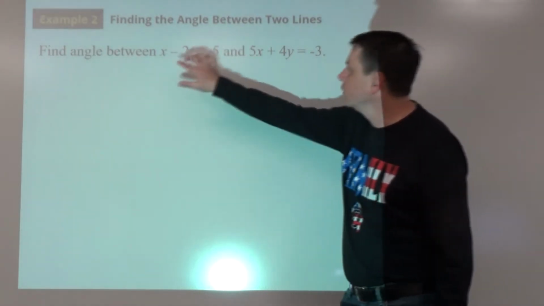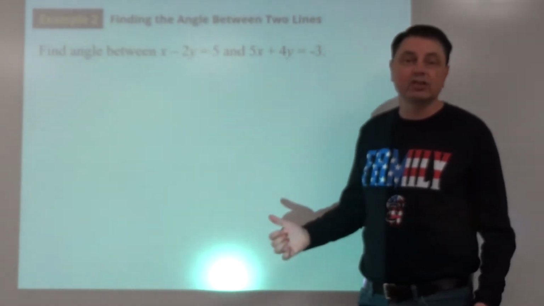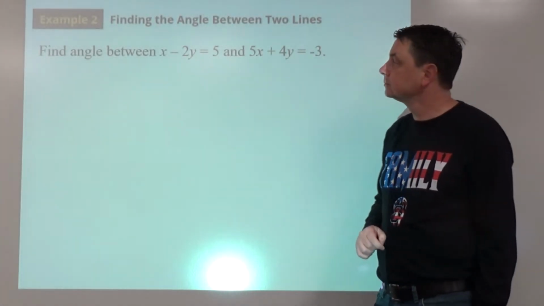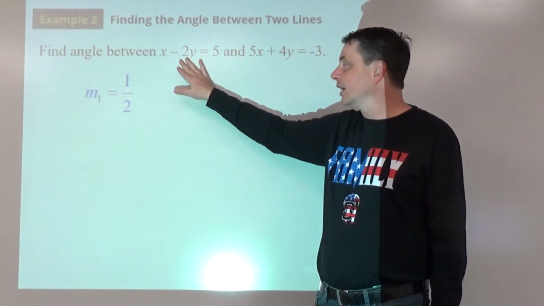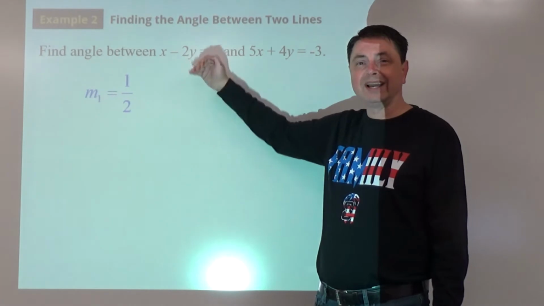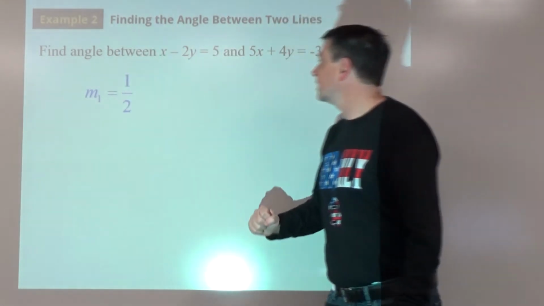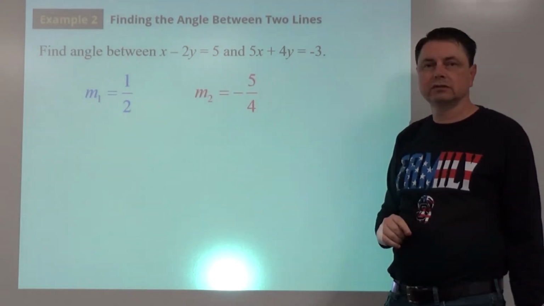Find the angle between these two lines. So we probably need to start out by finding the slope of each line. If we solve this one for y, we're going to get y equals 1/2 x plus something. So our slope here is 1/2. Our slope here is negative 5/4.